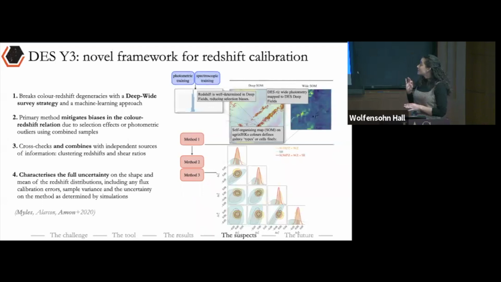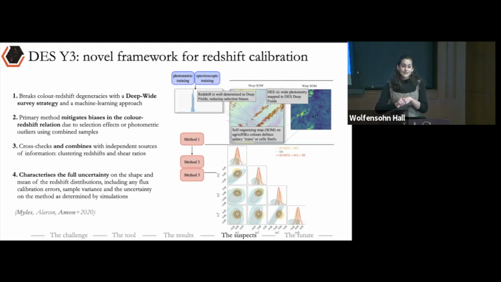Point 3 is about the method. Traditionally, weak lensing analyses use multiple methods, which is really great, and they use them as a consistency check, like, okay, these look the same, we're doing a good job. In DES, we wanted to go beyond that and really combine all the information.